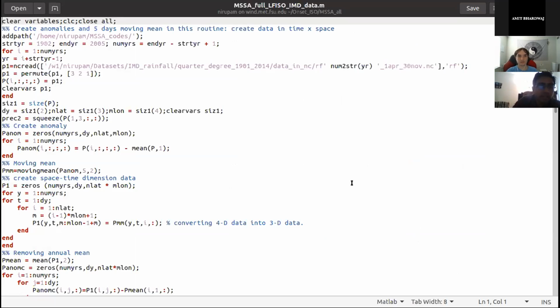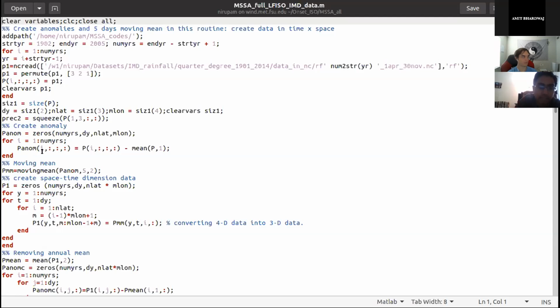Okay. I'm sharing the screen, where I have used the IMD data, not the TRMM one. I will go through it step by step. As you can see, I'm adding the path here and then the start year and end year. Then I'm reading each year separately and storing it in the P variable, right? Then this creates the size of P, and this step is creating the anomaly.